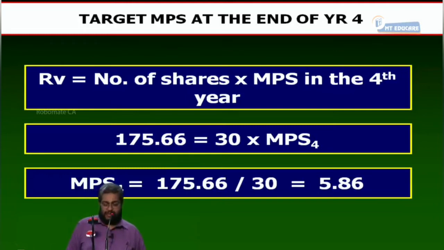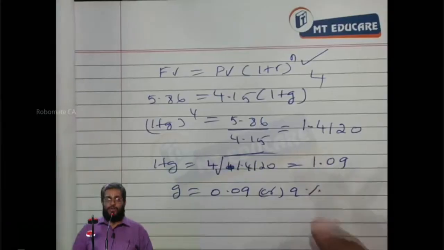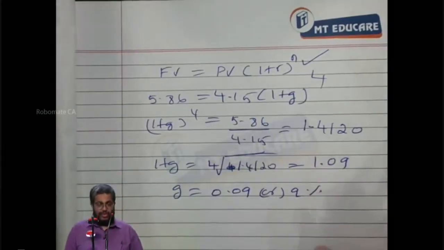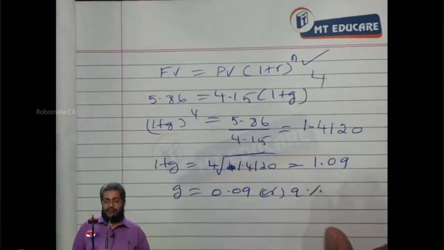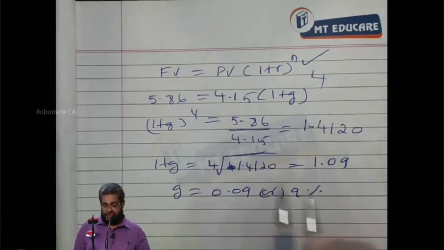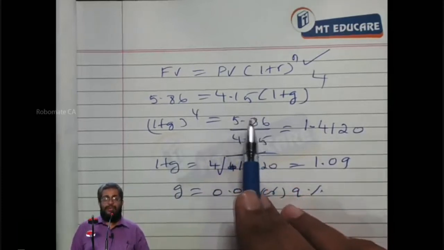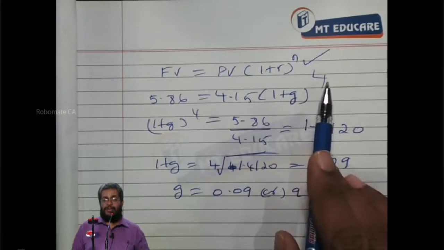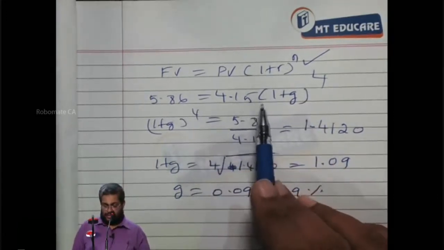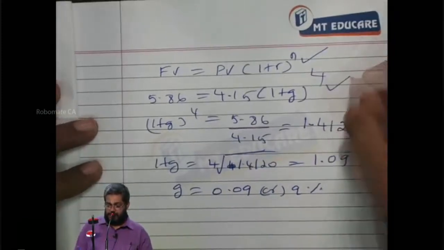Step 2 or step 3? Yeah? Step 3. Required growth in share price. Right. Future value is equal to present value into 1 plus r power n. 5.86 is equal to 4.15 into 1 plus g power 4.